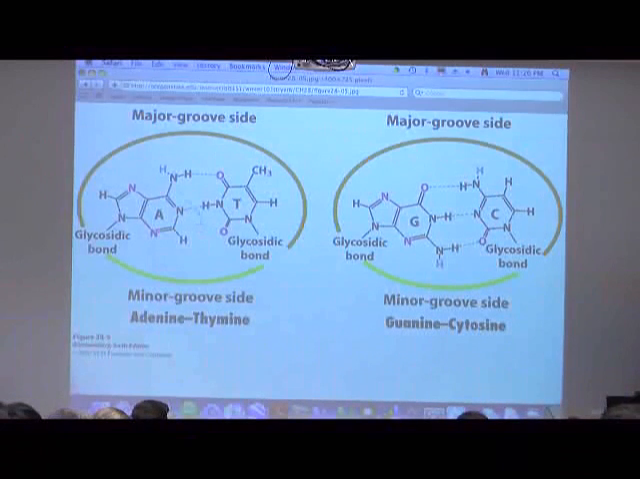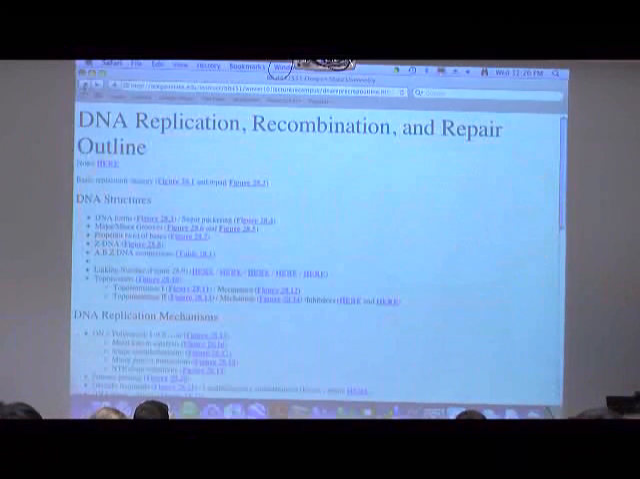Now, we'll talk later about proteins that bind to DNA. Most commonly, those proteins are called transcription factors if they bind specific sequences, and we'll say something about those later when we talk about transcription.